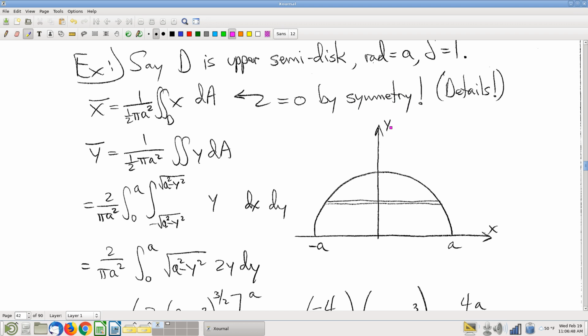Okay, so that's X bar. What is Y bar? Here's Y bar. Sadly, no symmetry argument. Ugh. And we're going to have to actually earn it this time.